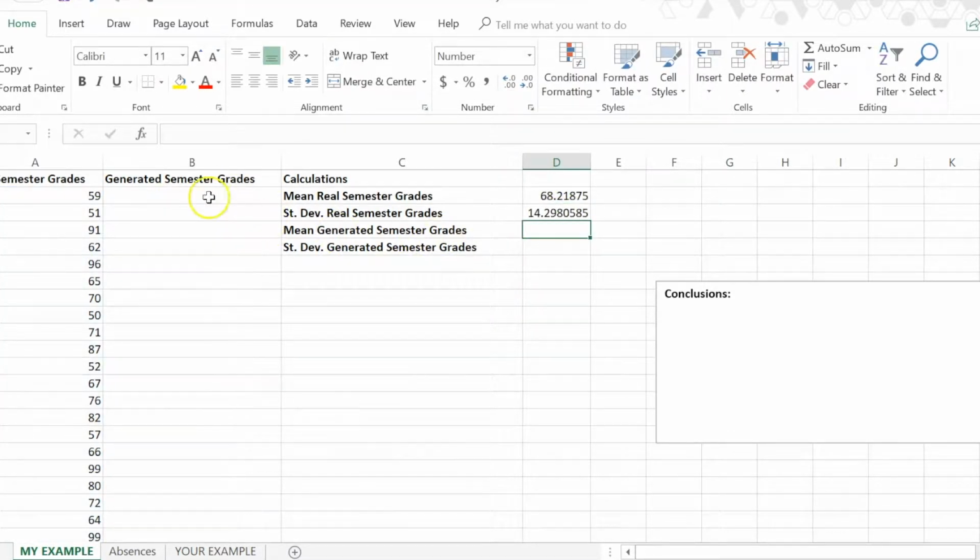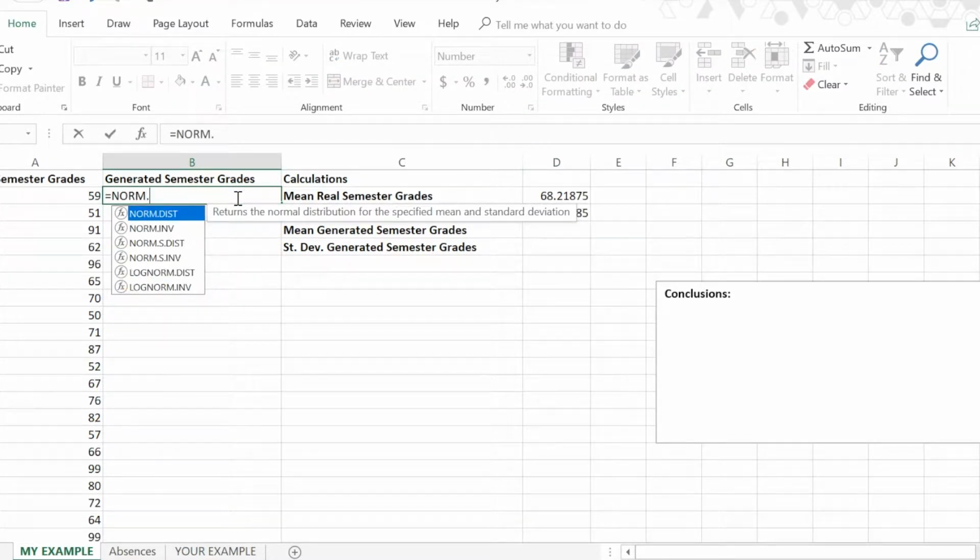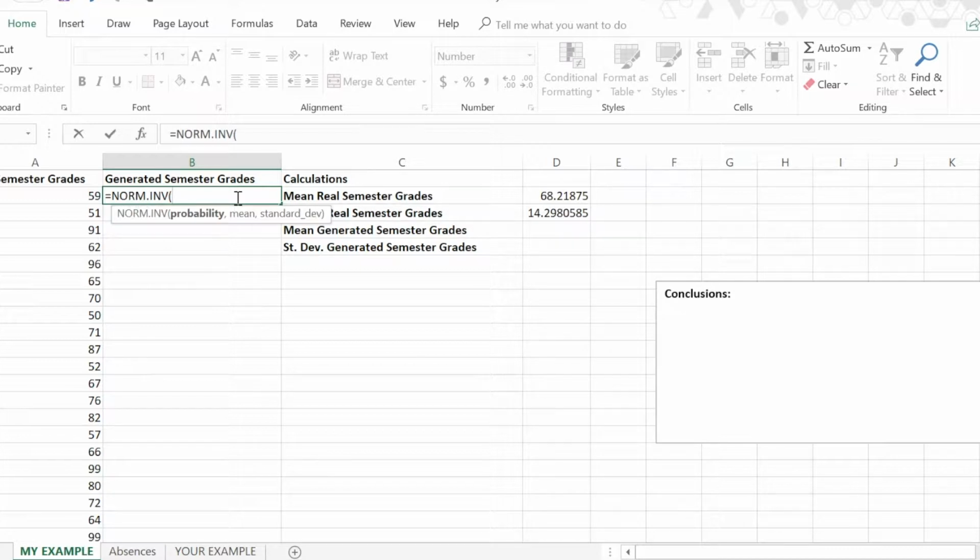Okay, now we need to generate some data. To generate it, we've talked about using the NORM.INV or norm inverse command. Our first input here is going to be RAND. That gives us the probability, so it'll regenerate each time we click on it. And then we put in our mean, which we calculated. Depending how wide your cell is here, you might have a few less decimals. That's okay. And then our standard deviation.